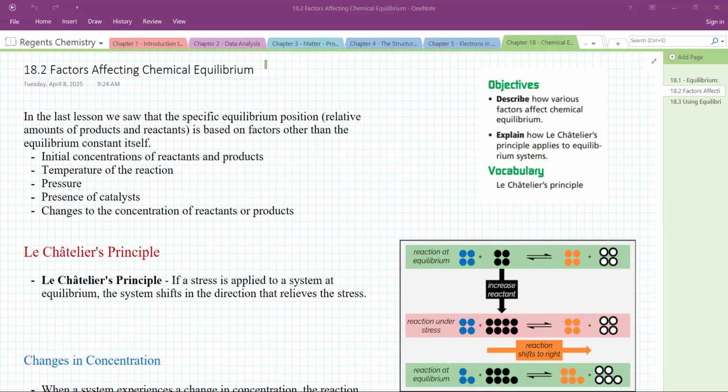Hi guys, welcome to our second video in chapter 18. In this video, I'm going to cover section 18.2, which is factors affecting chemical equilibrium.